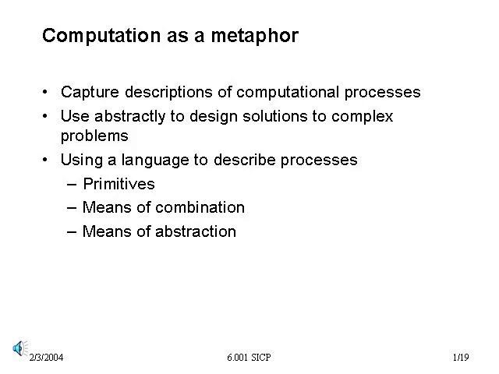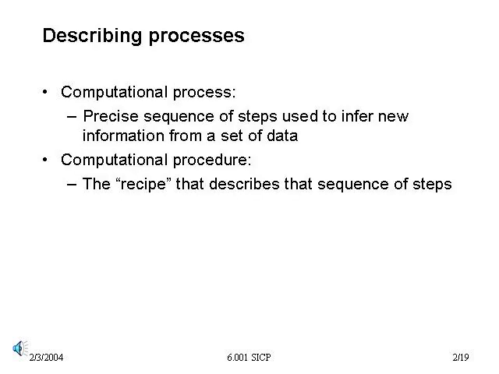This means we will need fundamental primitives, or atomic elements of the language, means of combination, or ways of constructing more complex things from simpler ones, and means of abstraction, ways of treating complex things as primitives so that we can continue this process. So let's begin our discussion of a language for describing computational processes.